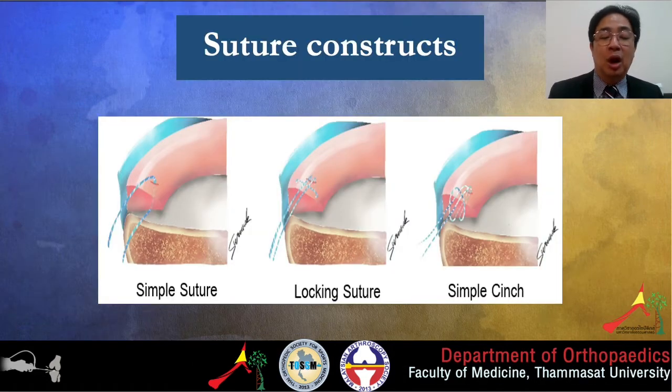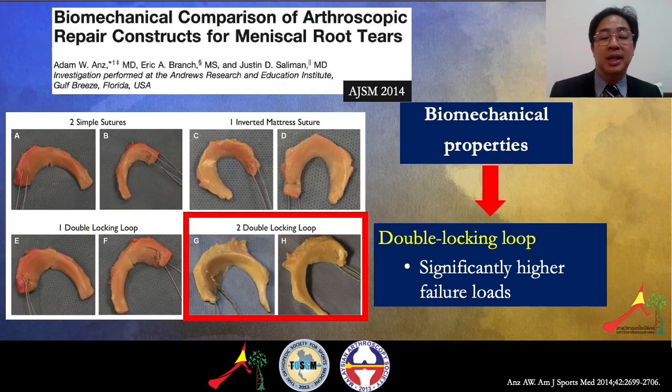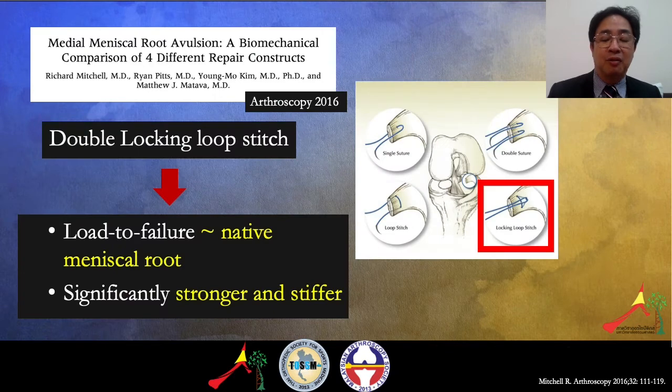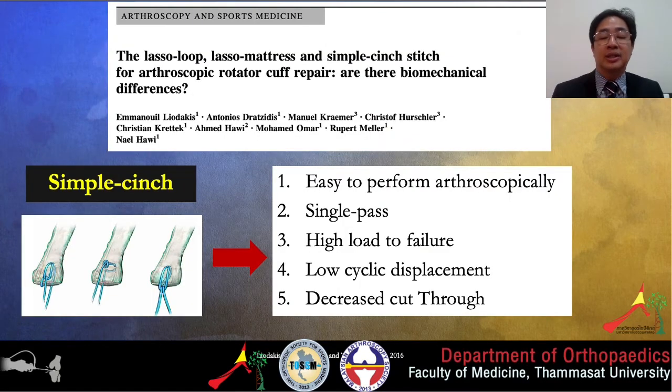How about the suture construct? Biomechanical testing proved that the double locking loop is the strongest, and the same result found in this article. Another interesting stitch is a simple cinch stitch, single pass, high load to failure, low cyclic displacement, and decreased cut-through.